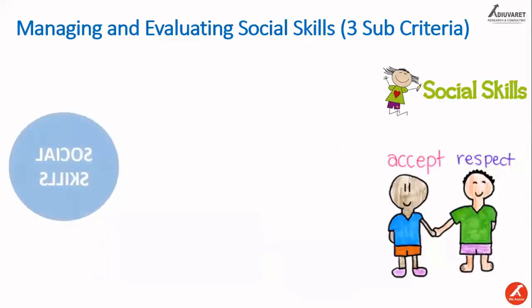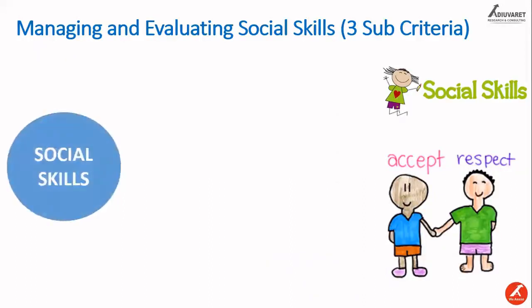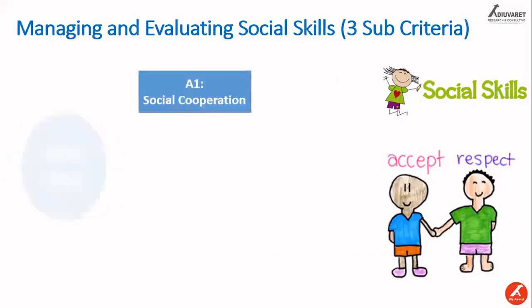If we manage and evaluate these three sub-criteria under social skill, it is going to be very easy for teachers and parents to manage those social skills very effectively. Now let's see what the three sub-criteria under social skill are. Number one is social cooperation. We will go into details on social cooperation later, but in a nutshell, it talks about the child's association with society as a whole.